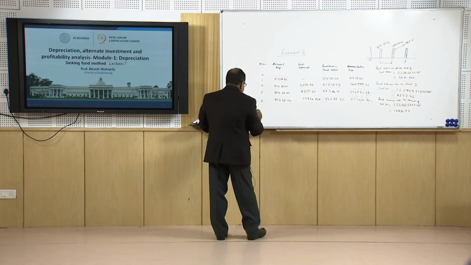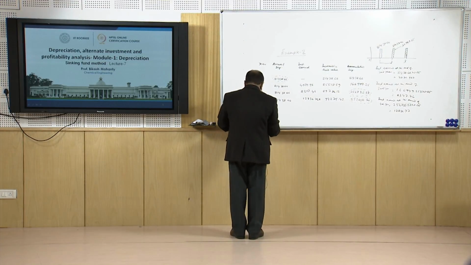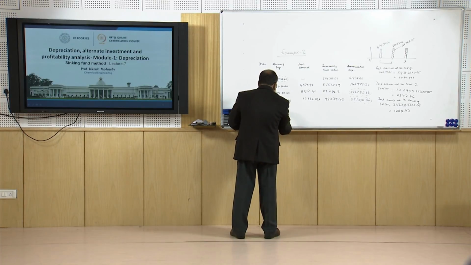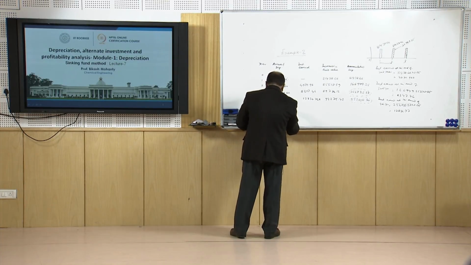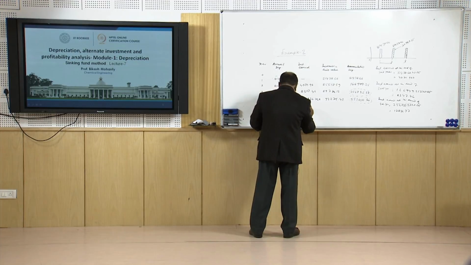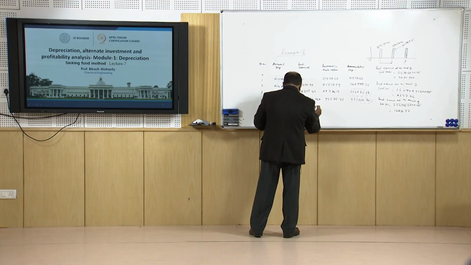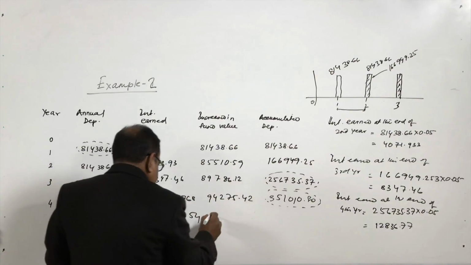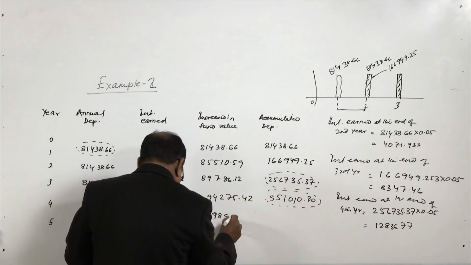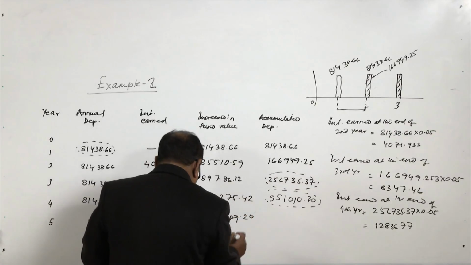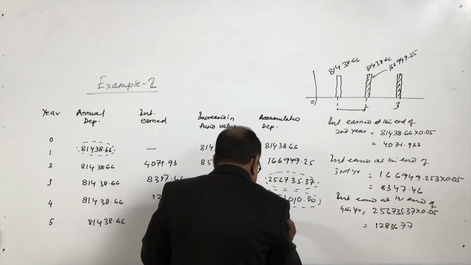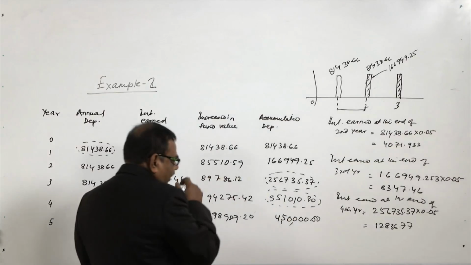On the basis of this we calculate. So, this is the 5th year: this will be 81438.66, this is 17550.54, this is 98989.20, and this is 4,50,000.